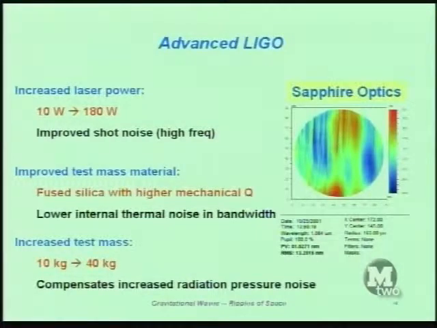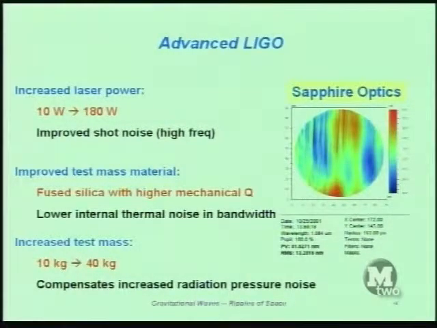We'll have an increased test mass itself. We'll go from about 10 kilograms to 40 kilograms. That compensates what's called the radiation pressure noise. So although increasing the laser power decreases the relative fluctuations in the intensity of the light that you see, it causes a different sort of problem.